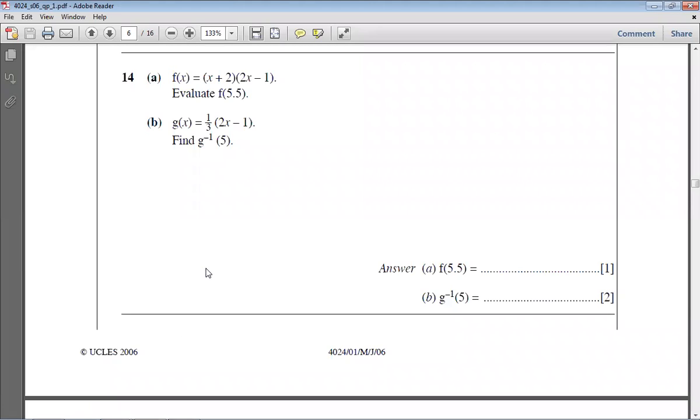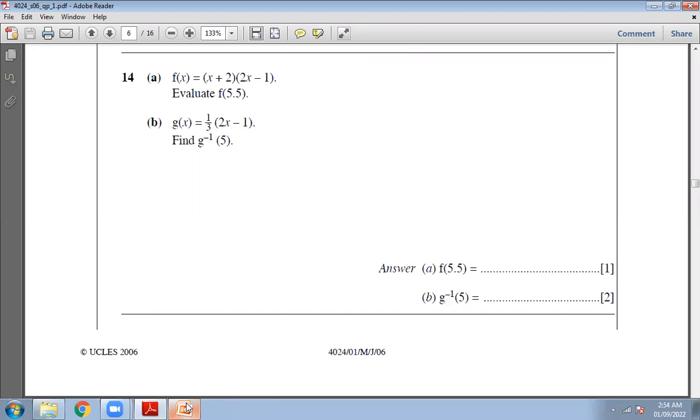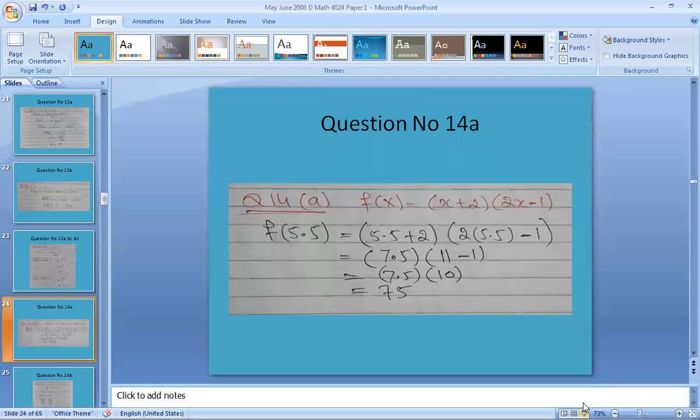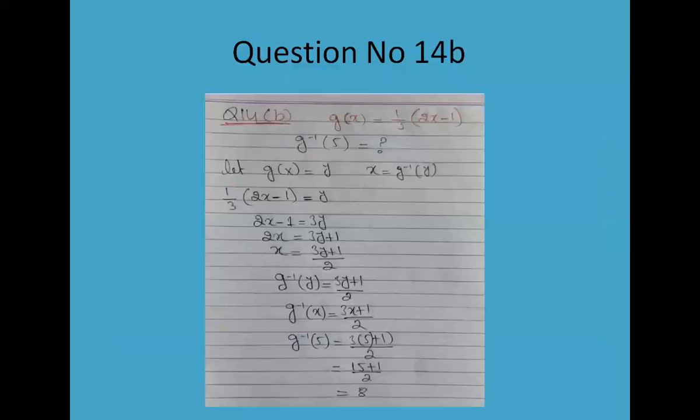And the B part is, he says g of x is equal to 1 by 3 bracket 2x minus 1 bracket close. And we want to find the value of g inverse of 5. Okay, so first of all, we have to calculate what is the g inverse. So you will have this.